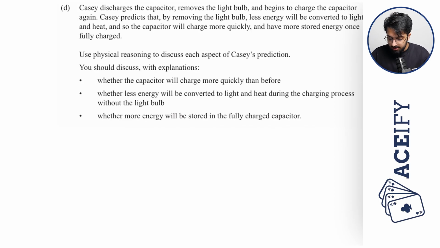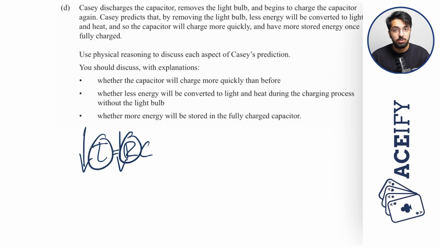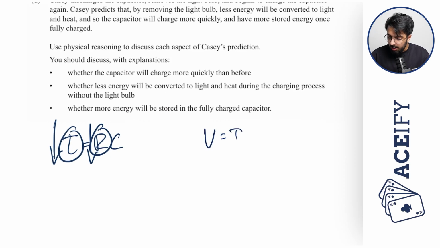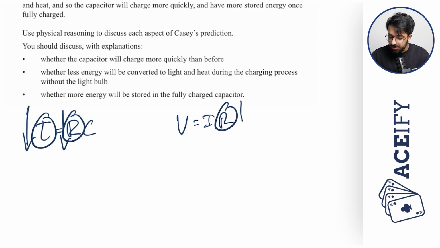Alright, so as our time constant is equal to the resistance times the capacitance, when we remove the light bulb, we decrease our resistance, and so therefore our time constant is also going to decrease, meaning our capacitor will charge faster, okay? Also, as V is equal to IR, and our supply voltage has not changed, if we decrease our resistance, therefore our current must increase, okay?